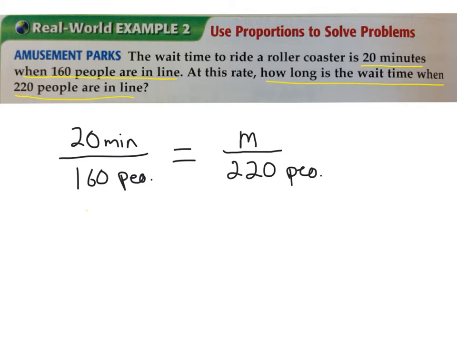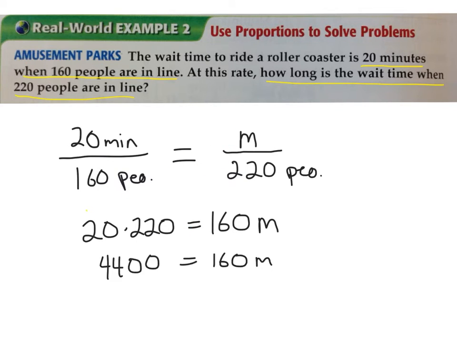So I created a proportion here. I wanted to find out how many minutes for 220 people. And since I set this up as a proportion, I can easily solve for this m by setting up an equation where I find my cross products. So here I set up my equation. 20 times 220 is going to be equal to 160 times m. And now I simply solve the problem. So I multiplied this out. I got 4,400 is equal to 160 m.